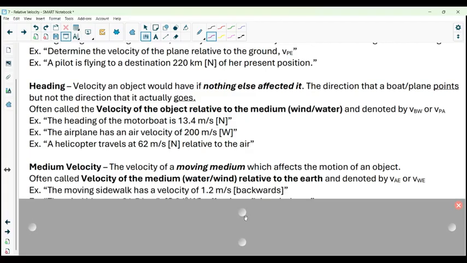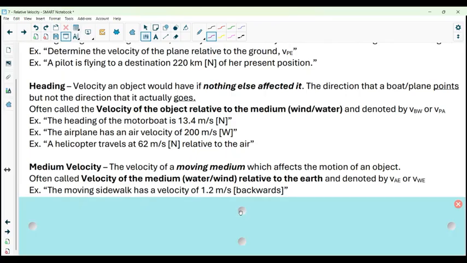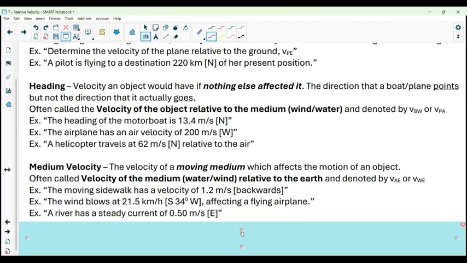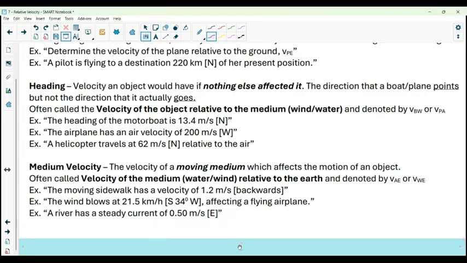Examples: the moving sidewalk has a velocity of 1.2 meters per second backwards. So the sidewalk is the medium in this case. The wind blows at 21.5 kilometers per hour south 34 degrees west, affecting a flying plane. It could describe it in casual terms like that. We're talking about the wind relative to the ground. Or a river has a steady current of 0.5 meters per second east. Those are examples I've grabbed from your textbook that would relate to this.